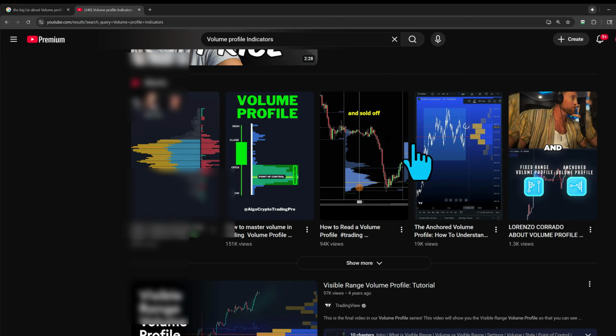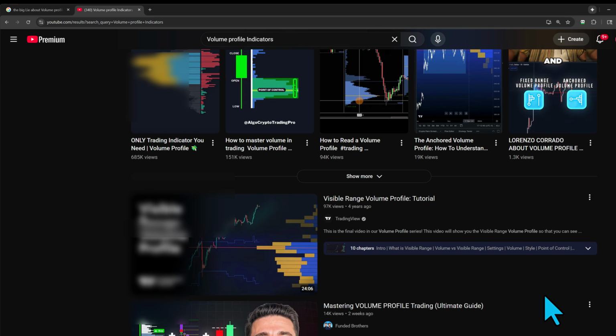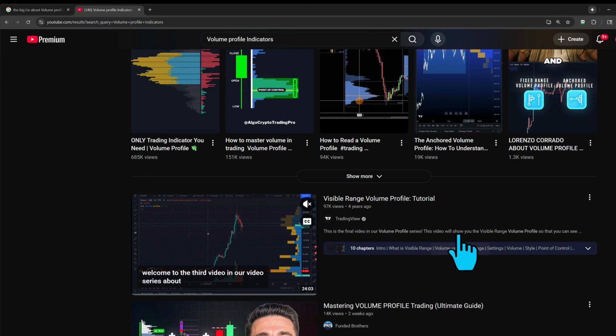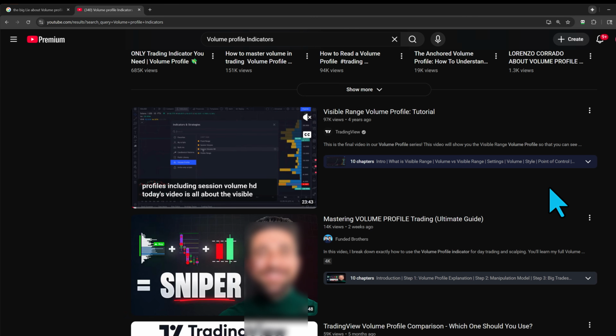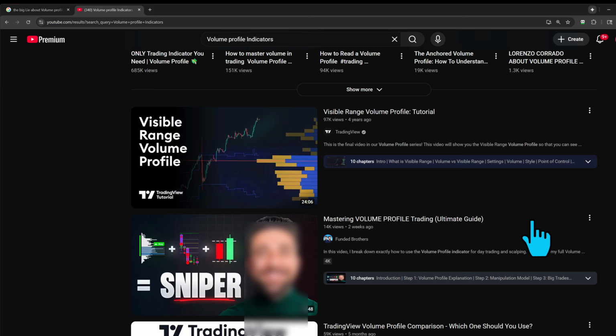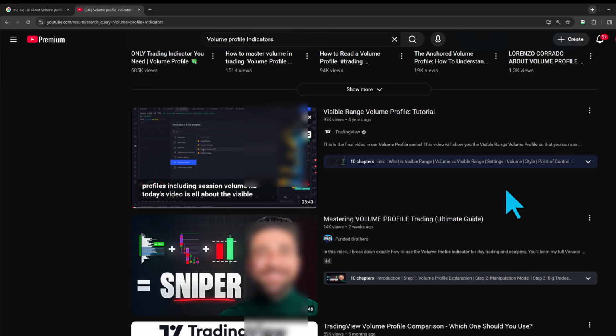Scroll down, and you're going to see other familiar faces. Visible range volume profile on TradingView. TradingView is one of the less reliable tools for the volume profile. While the volume profile indicator on TradingView is super popular, it doesn't show accurate data because TradingView doesn't have the data from CME, from the exchanges. It's simply calculated, approximate data. So people believe that lie as well.